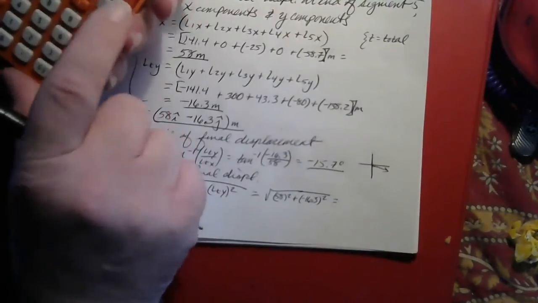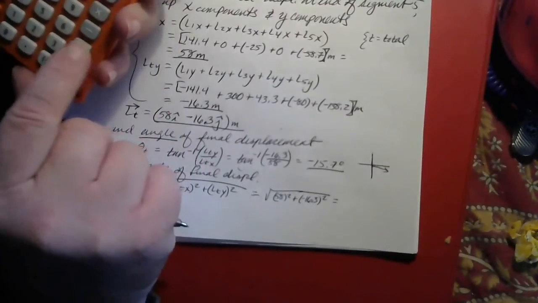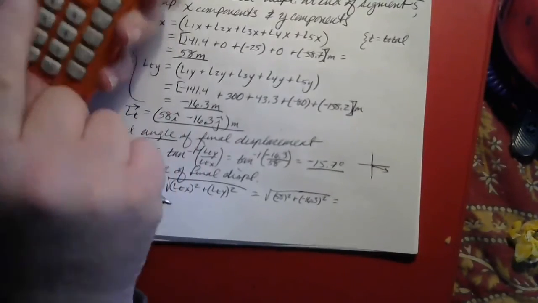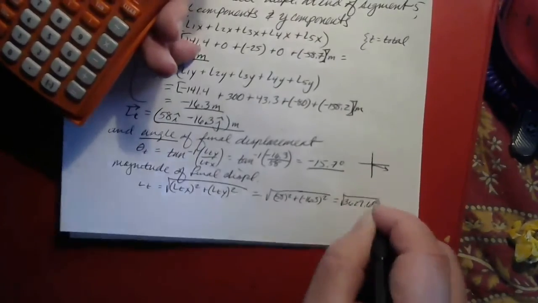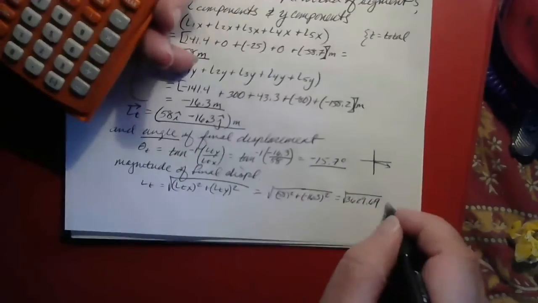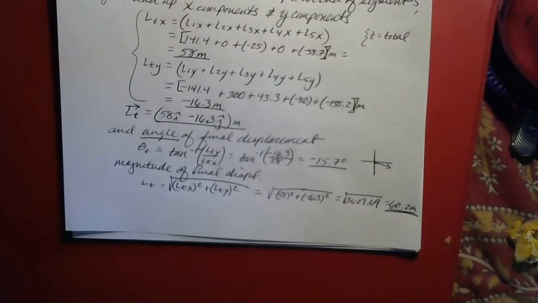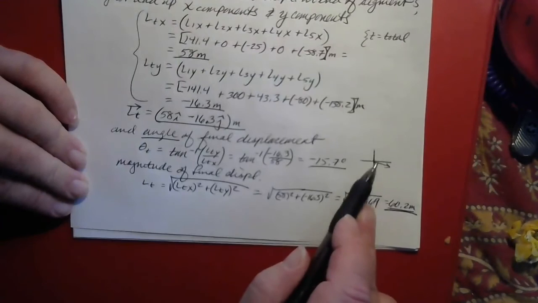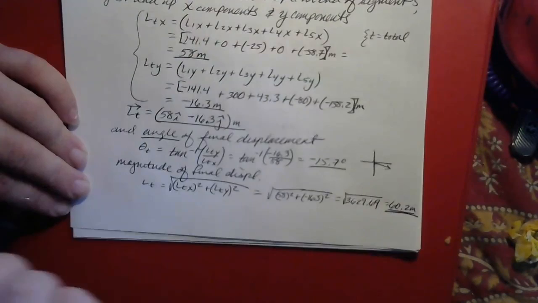And so let's see, 58 squared plus 16.3 squared equals, we want the square root of that, raise it to the 0.5 power, and the magnitude ends up being 60.2 meters. So the length of this vector here would be 60.2 meters heading in this direction.